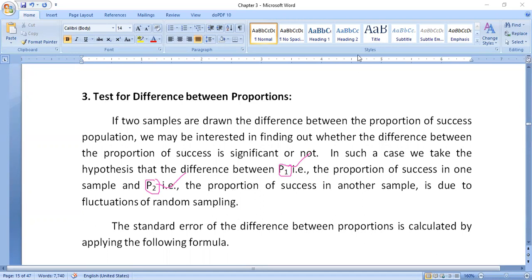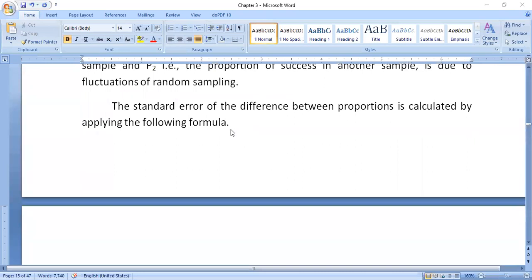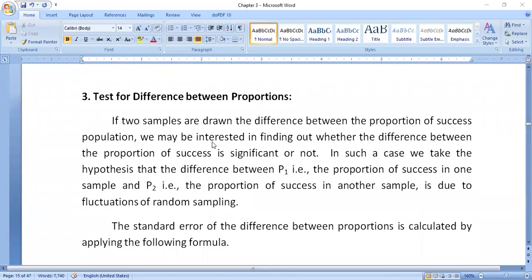Then the standard error of the difference between proportions is calculated by the following formula. In this given problem, two samples will be given, so we are going to check the difference between these two samples.